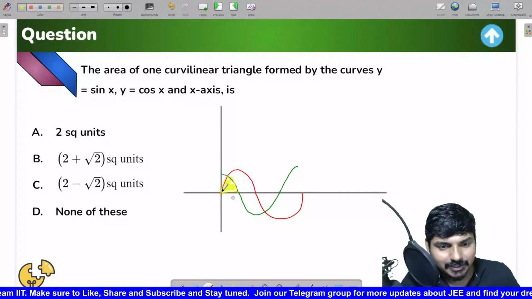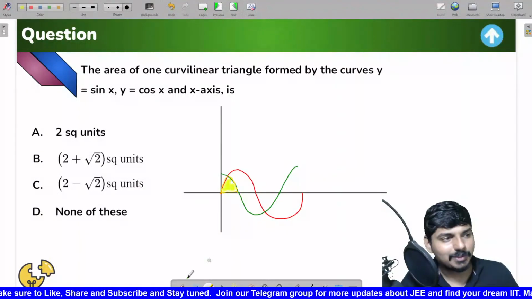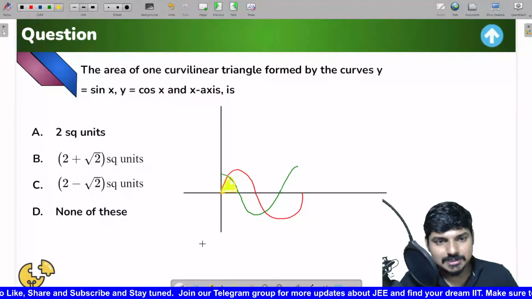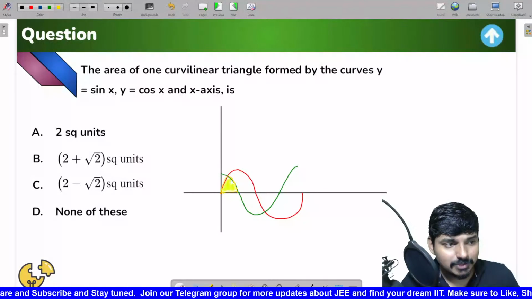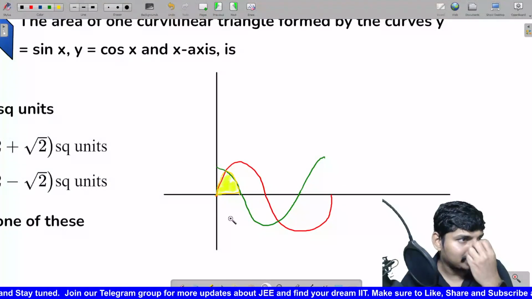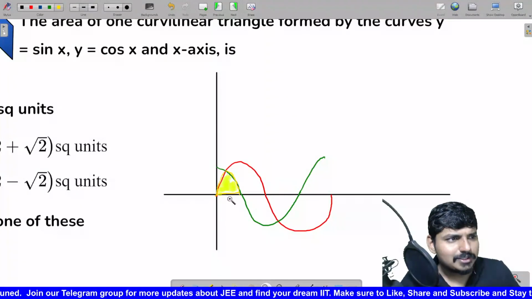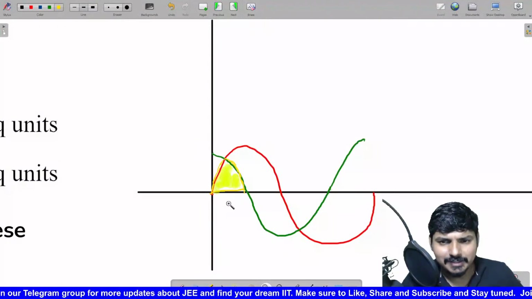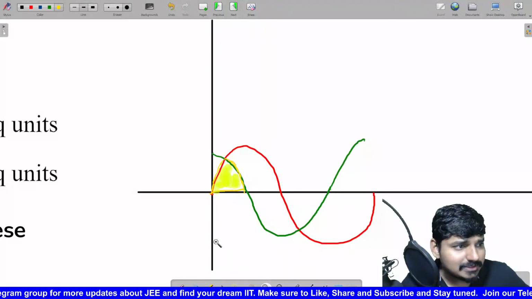What is the area of this region going to be? That is the question asked. So how do we do this question? Well, everyone try to understand. Okay, so what can we do here? Let me just zoom this for you so that you get more clarity here. Now everyone, you see this region.